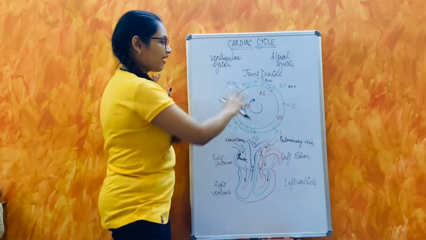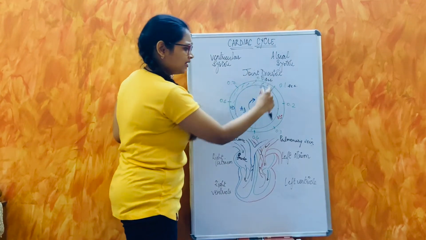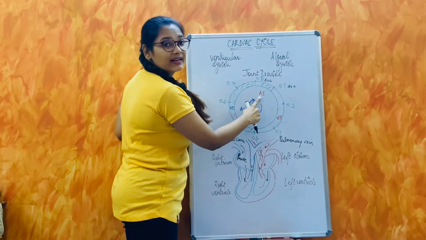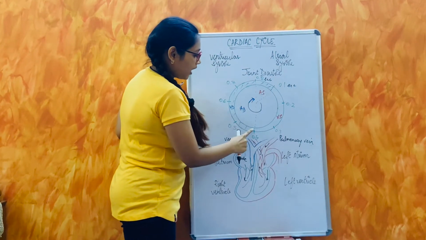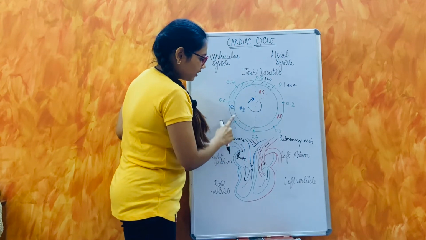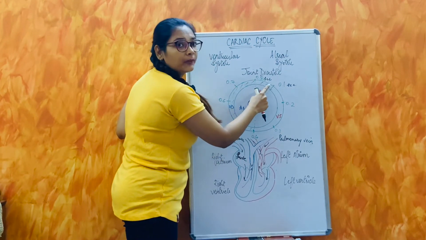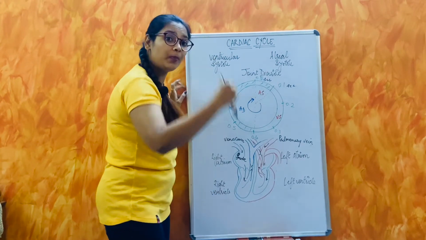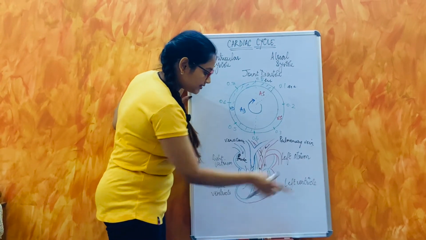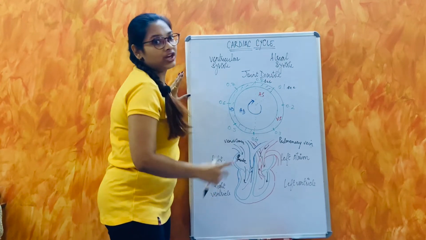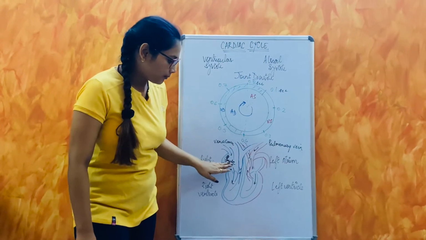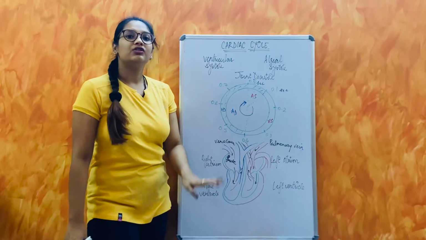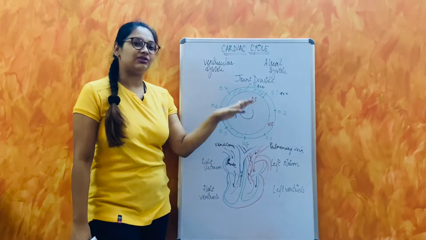So as I have shown, this is the atrial systole. As you can see, while the atria is contracting here, the ventricular diastole is continuing. That means there is a low pressure in the ventricles as compared to the atria. So naturally the blood flows from higher pressure to lower pressure, that is from the atria to the ventricle. Now this is the end of the atrial systole.